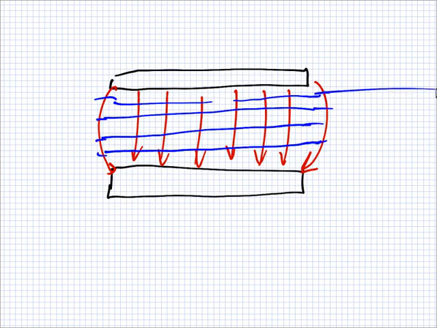Don't do that. Keep it like that. The field stops at the end. Like a blue line inside of it. Yeah, it's horizontal as well.